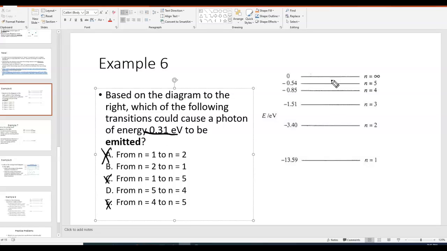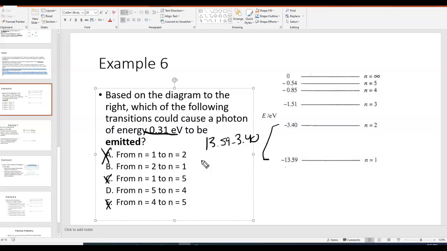Okay, if you look at this chart of energy levels, you'll see there's numbers on here. And we want to basically do some subtraction and see where is there a gap of size 0.31. So let's look at B. B says from n equals 2 to n equals 1. What is the size of this gap? Okay, I'm just going to subtract the numbers without the negative signs because I don't really care about negative signs. I want to know the size of the gap between them. So I'm going to subtract these two numbers, 13.59 minus 3.4. Again, I don't care about negative signs. I want the actual size of the gap.